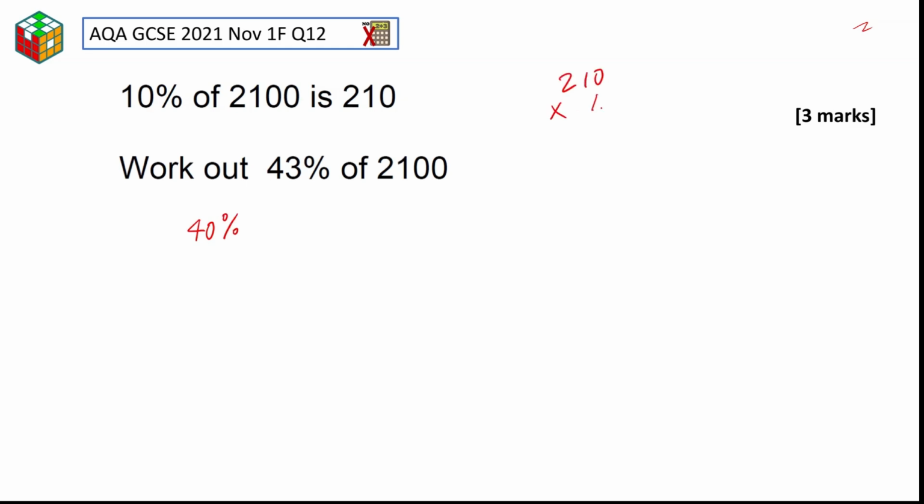210 times 4. 0 times 4 is 0. 1 times 4 is 4. 2 times 4 is 8. I need to find out 1% so that I can find out 100%. If 10% is 210, I need 1/10 of it, so 21. 3% will be times it by 3, 63.